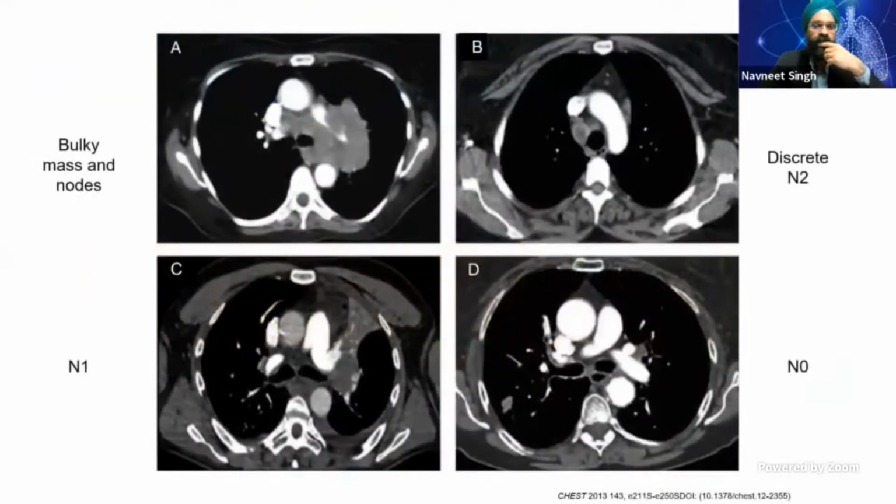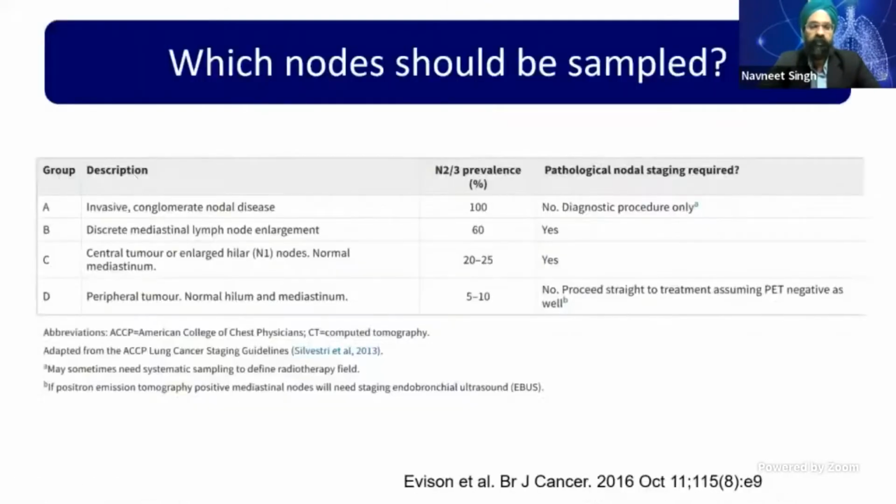Now, this is a depiction of the various types as I was showing earlier. So D is N0, where there is no apparent nodal involvement. N1 is hilar involvement. N2 is discrete N2 disease, and A is the bulky mass and the nodes. So who needs staging? Obviously in A, where there is invasive conglomerate nodal disease, you don't need it. At the most, it may be done as part of a diagnostic procedure.